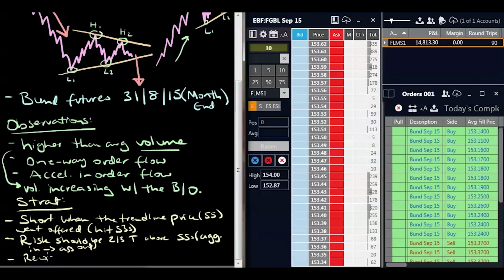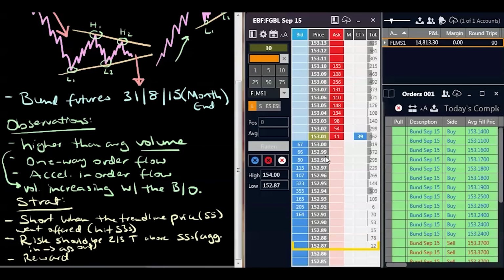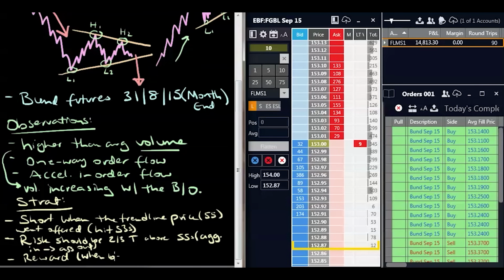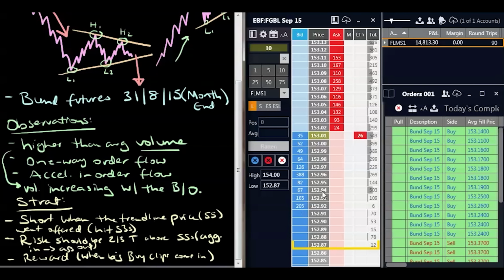And your reward ultimately in target, it really does, again, depend on the context of the market, where the next real area of support is, where the next real price base or whatever it may be. But really, price action wise, like I said to you before, when big buy clips come in. So, like I said before, you start seeing a 100 lot clip at market, 200 lot lift at market. If you're not seeing those big clips come in and it's still one-way order flow, stay with the flow. There's no reason for you to get out.